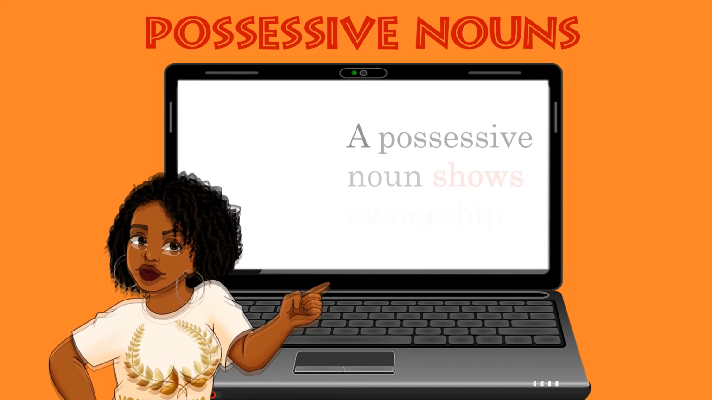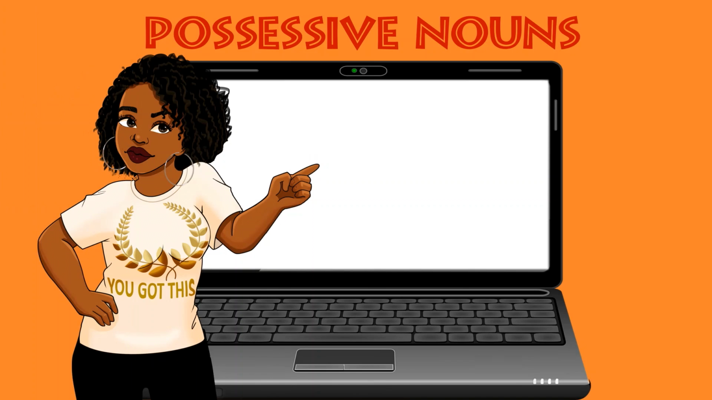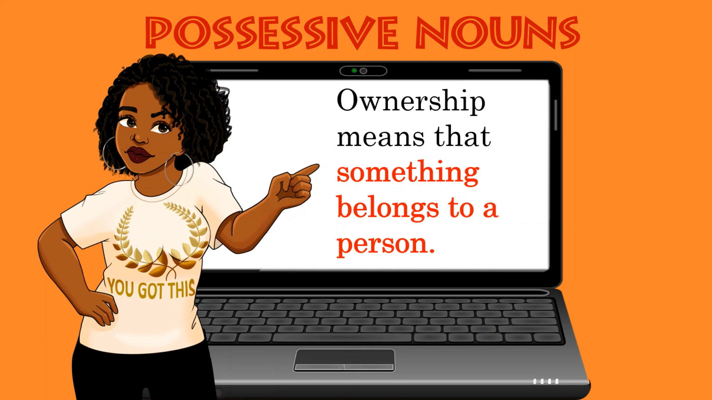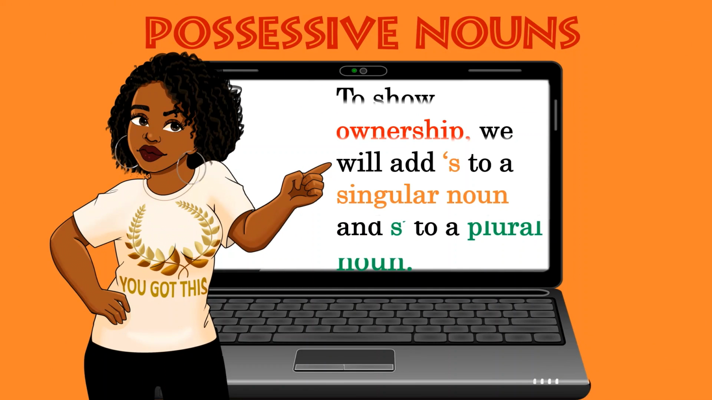A possessive noun shows ownership. Ownership means that something belongs to a person. To show ownership, we will add apostrophe S to a singular noun and S apostrophe to a plural noun.